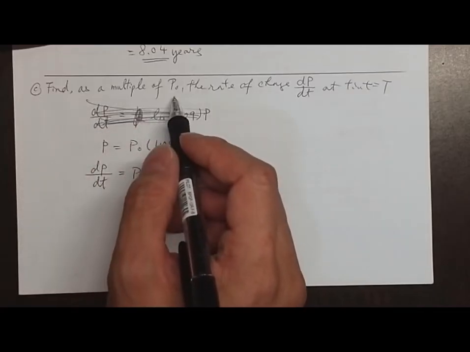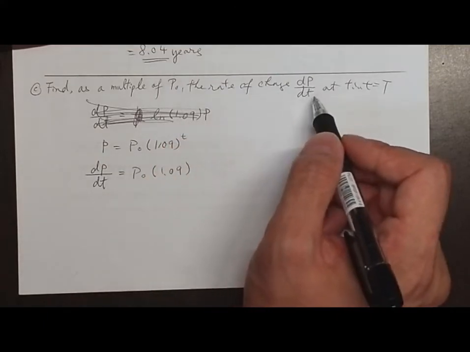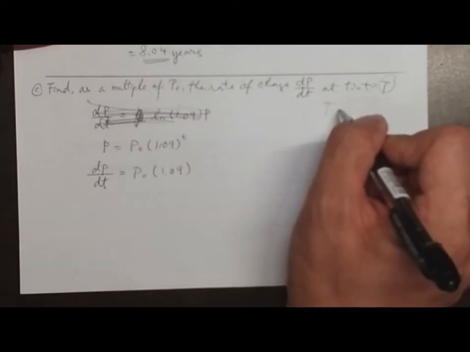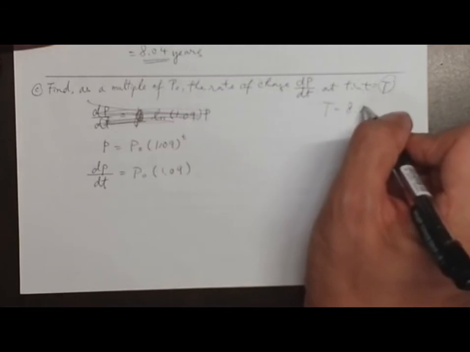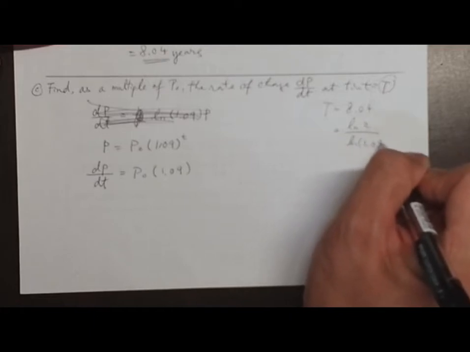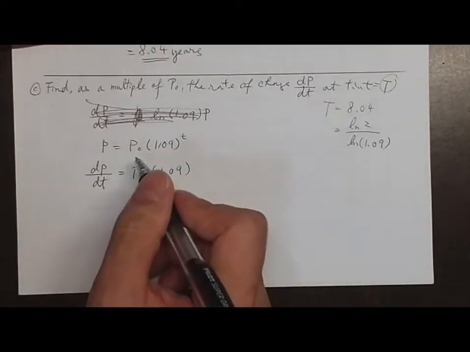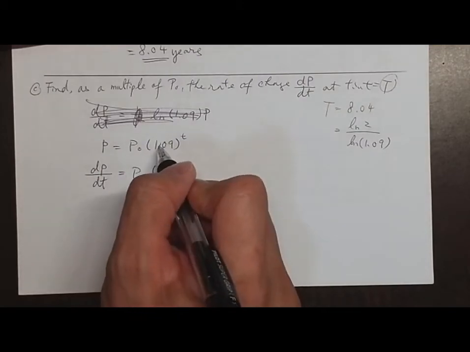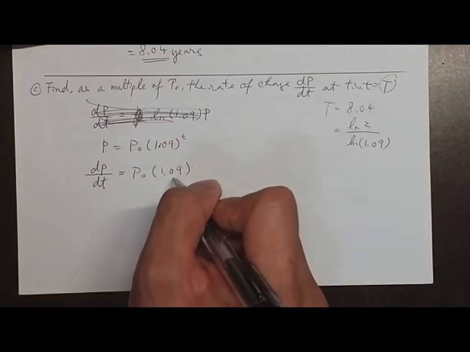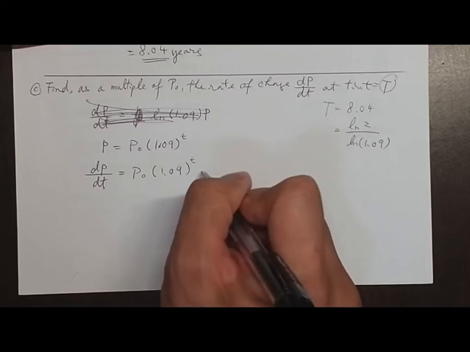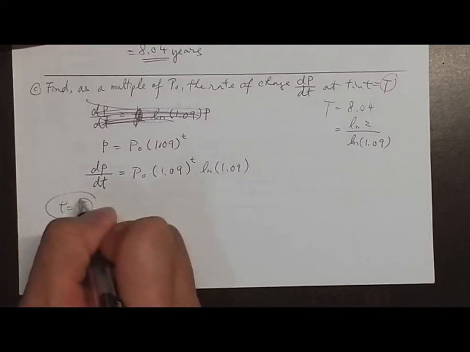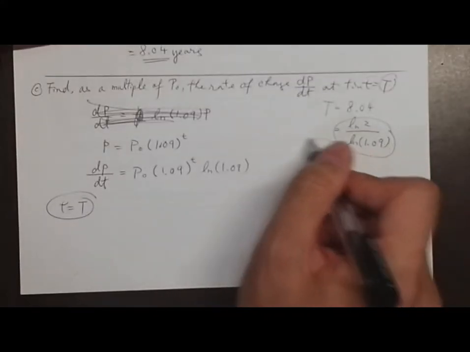Find P as a multiple of P0, the rate of change dP by dt at time T equal to capital T. We know that capital T is equal to 8.04, or equal to log 2 over log 1.09 from part B, and P equal to P0 times 1.09 to the power T. dP by dt is equal to P0 times 1.09 to the power T multiplied by log 1.09. When T is equal to capital T, we substitute capital T into this T here.